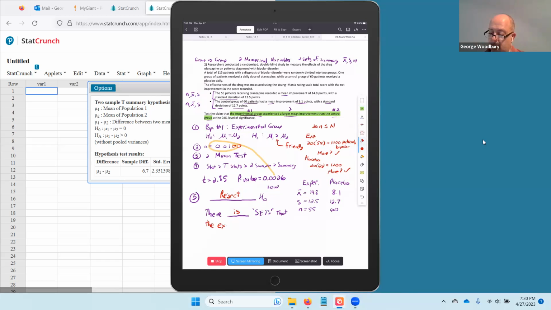The experimental group experienced a larger mean improvement than the control group.